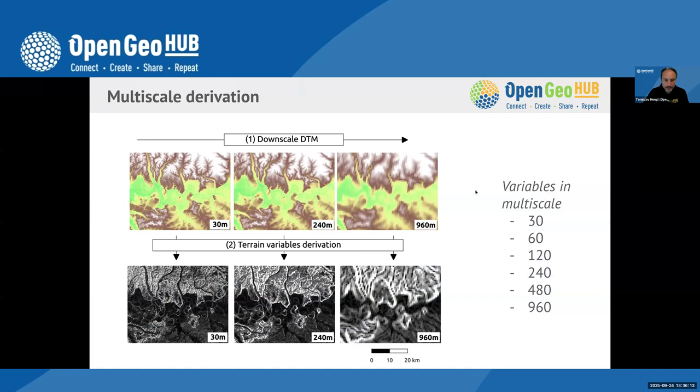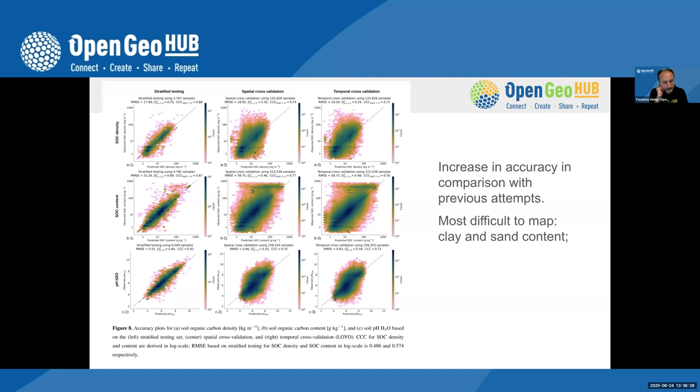And also we use this multi-scale variable, so that's integrated with these spectral indices, and we think it also helps us represent these soil forming processes that happen at different scales. So that's, I think, also an improvement from the previous models.